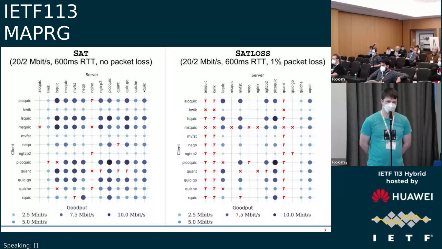On the right side, we have the SAT scenario, but with an additional packet loss. And you can clearly see that the performance decreases. We have a lot more timeouts. Also, the timeout was set to 6 minutes in this scenario. And actually, there are only a few combinations which perform okay. Okay, next slide.